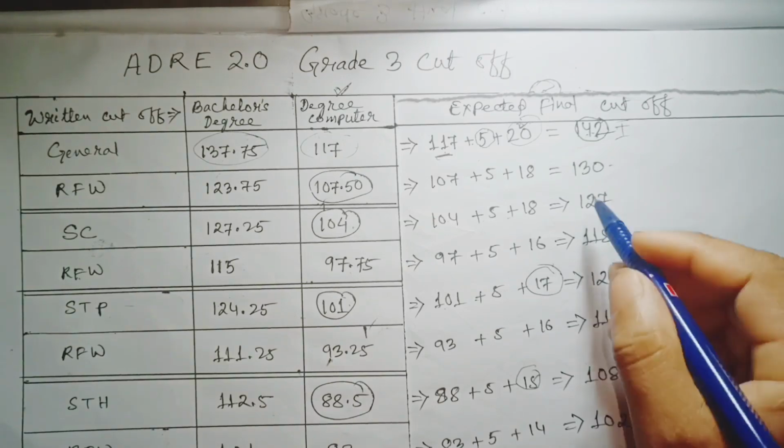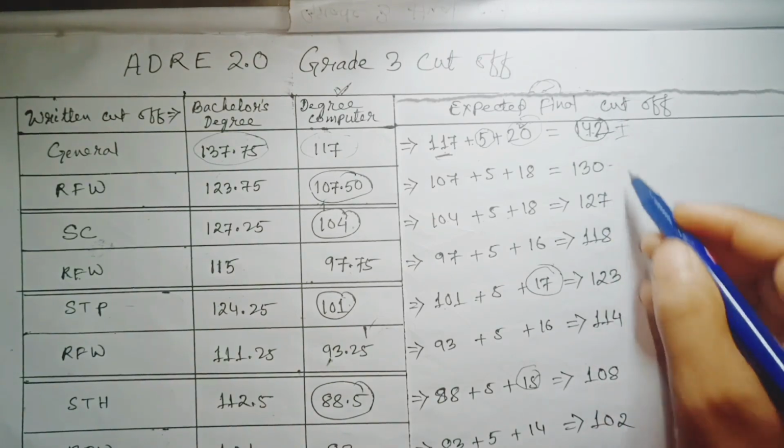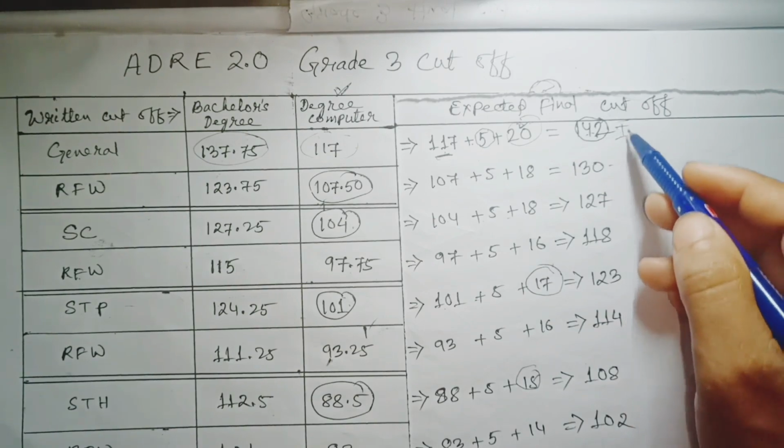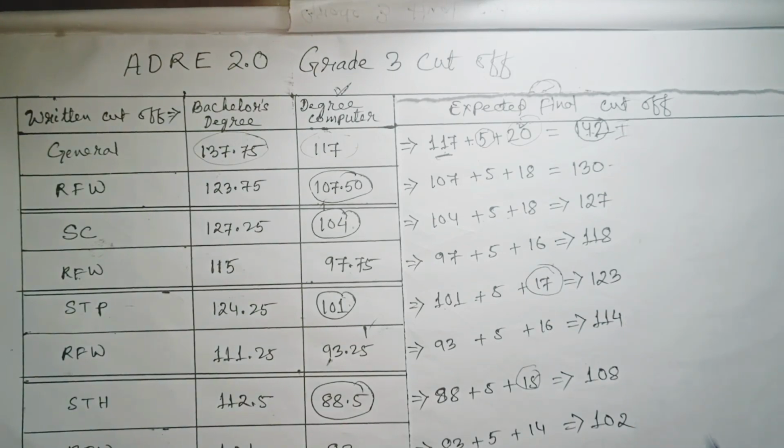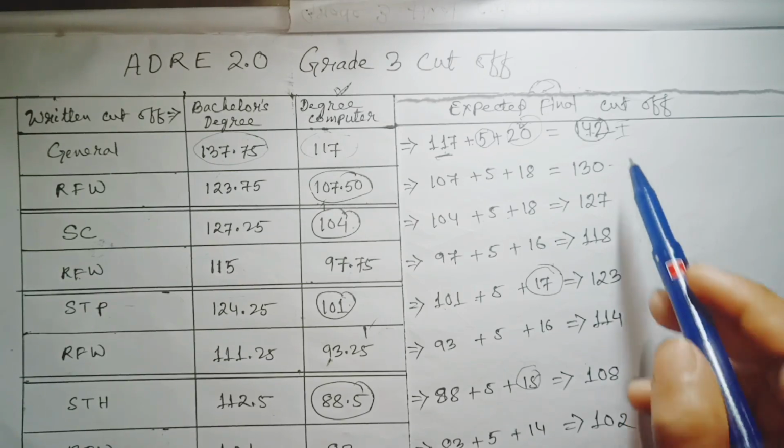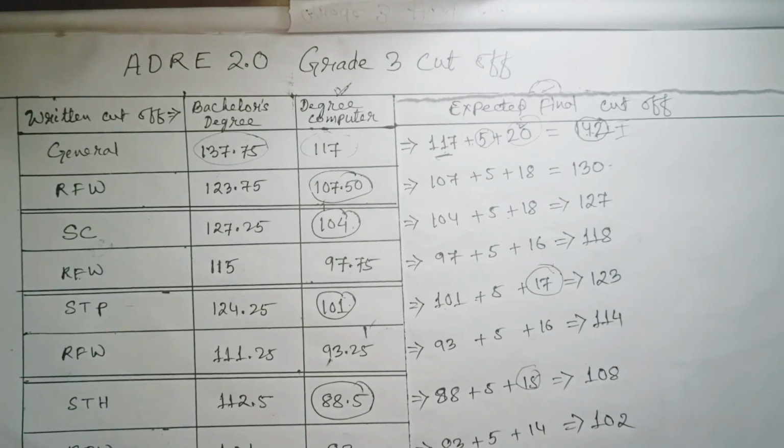These are not the original cutoffs. There may be a difference of at least 2 to 3 marks. But according to me, the cutoff should be within the range that I have written here. I hope this explains it for you. Now let's move on to the next category.